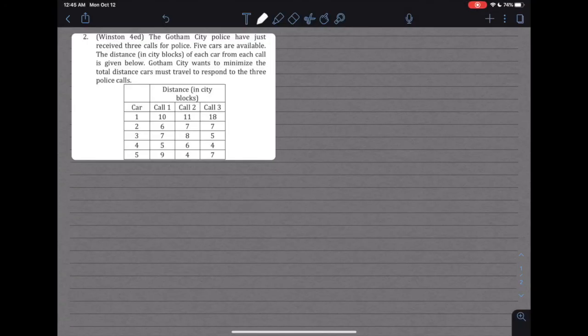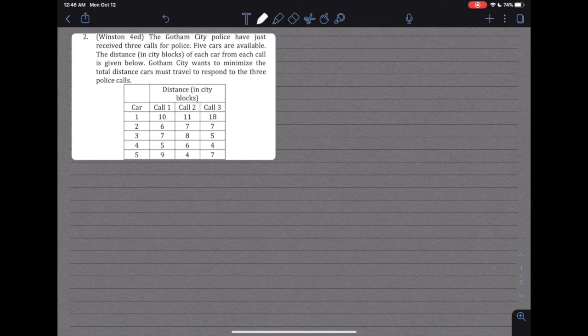Let's now solve example number 2. Gotham City Police have just received 3 calls for police. 5 cars are available. The distance in city blocks of each car from each call is given below. Gotham City wants to minimize the total distance cars must travel to respond to the 3 police calls.